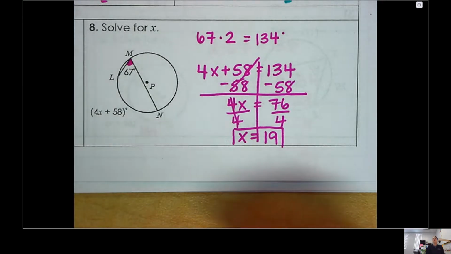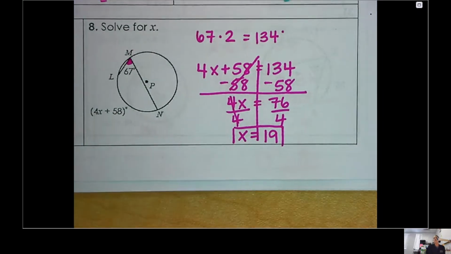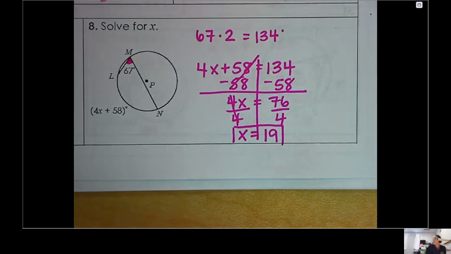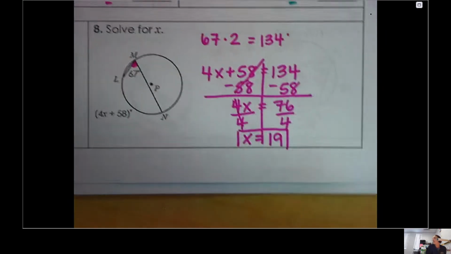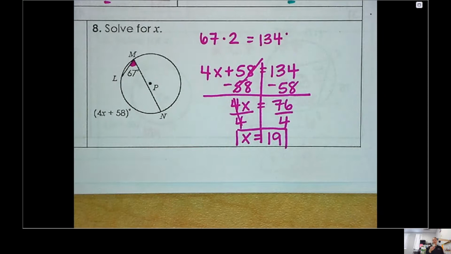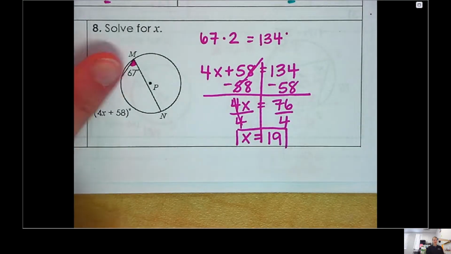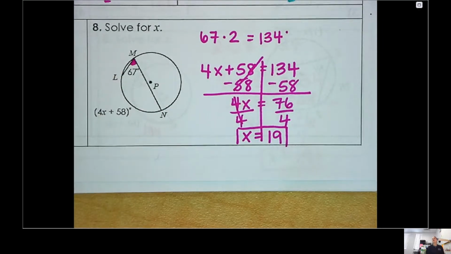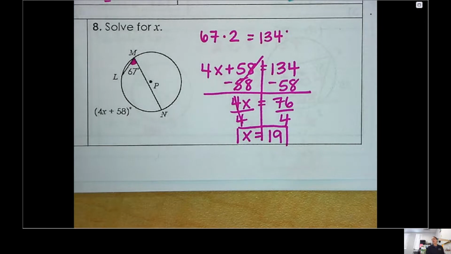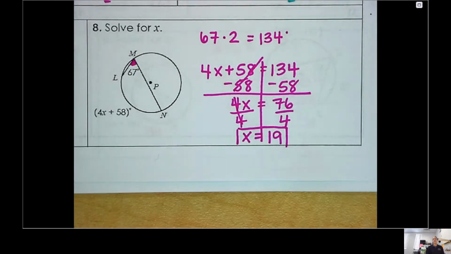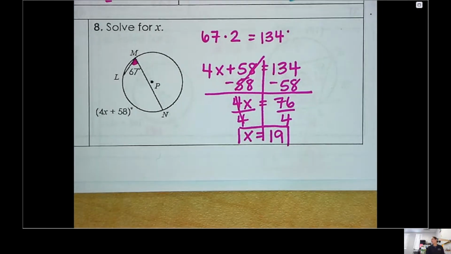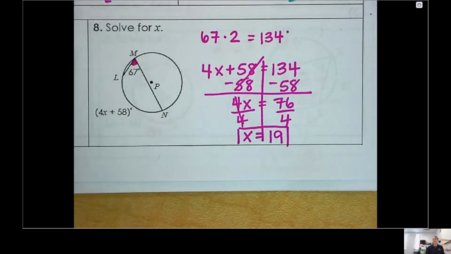Okay, what did you get? 19. Do we agree or disagree? Good. Very nice. If you double that 67, that gives you 134. So that arc is worth 134. And then you set your equation equal to 134. Solve the algebra. Okay? That's as hard as intercepted arcs get right there. You've done it. You're finished. How do you feel?